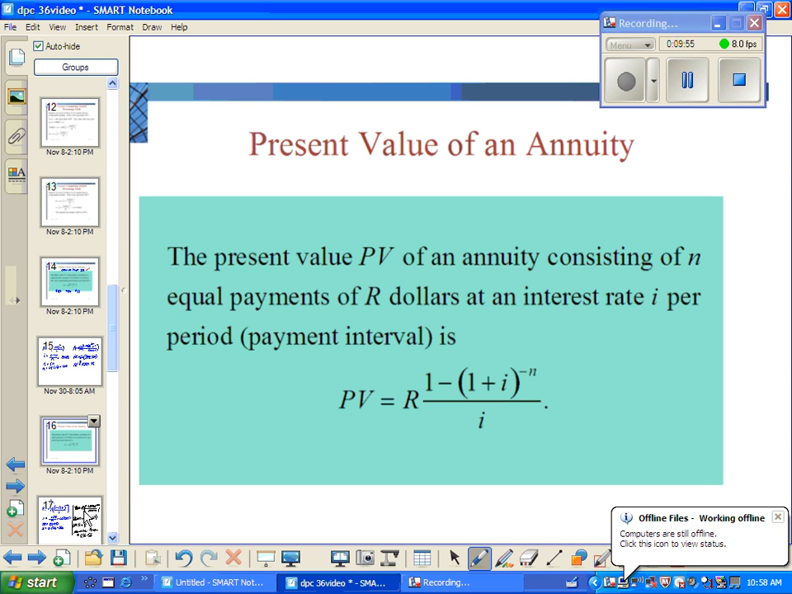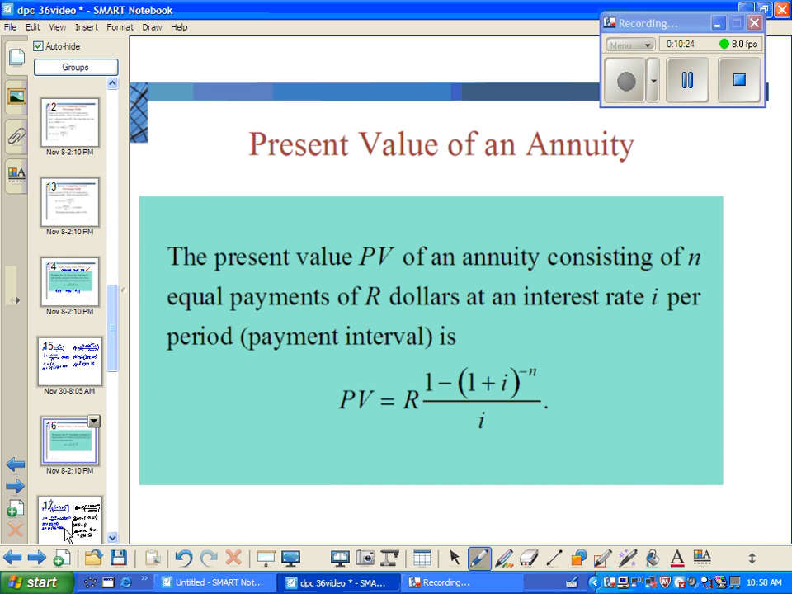If we take a look at this formula, you'll notice that the PV stands for the present value. In our example, that would be the price of the house, the amount that you want to borrow. The R would be your monthly payment. The I, again, is the interest rate per month. And the N would be the number of payments. Let's look at an example of this.